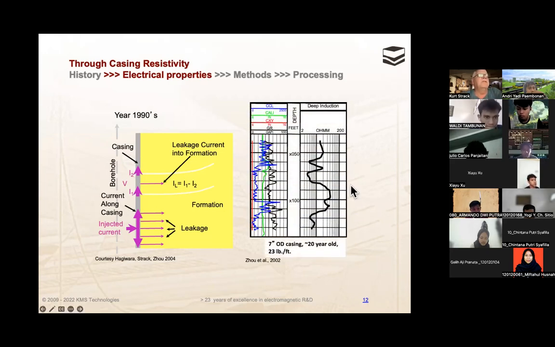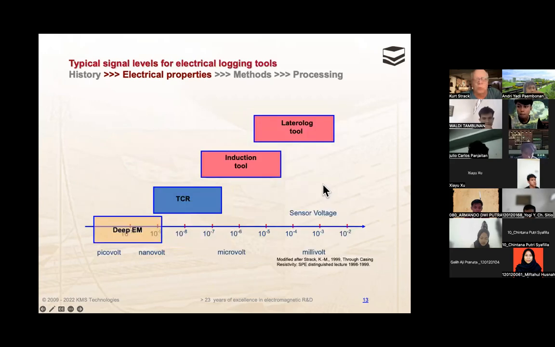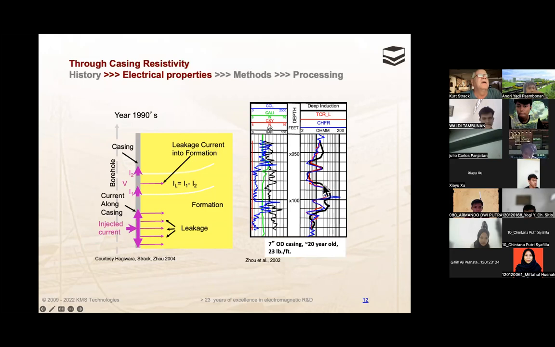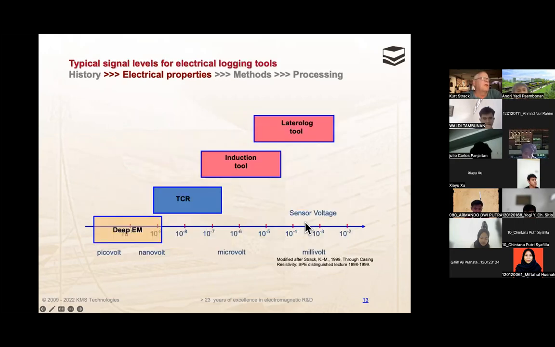Here are examples. This is an old log, 20 years old, an old induction log. And then we have in red the Baker and in blue the Schlumberger through casing resistivity log. And they match very well. And they also match the old induction logs. Remember, the induction log was measured without the casing.